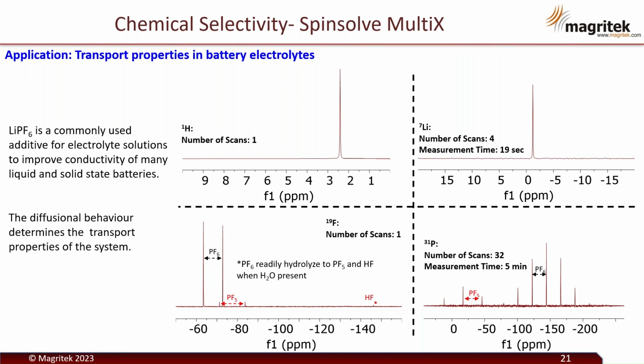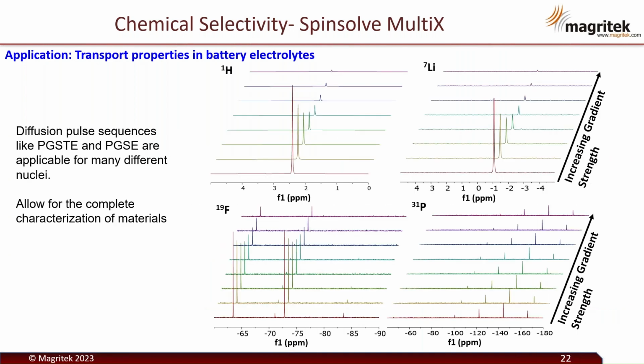In practice, NMR diffusometry measurements can be done on any nucleus you're able to obtain a 1D spectrum for in a reasonable amount of time. These diffusion pulse sequences, like PGSTE and PGSE, are applicable for any nuclei. And here's what we show with this individual lithium PF6 sample, in which we're plotting each individual nucleus as a function of the gradient strength, so we can track the attenuation as a function of that gradient strength to produce diffusion coefficients.